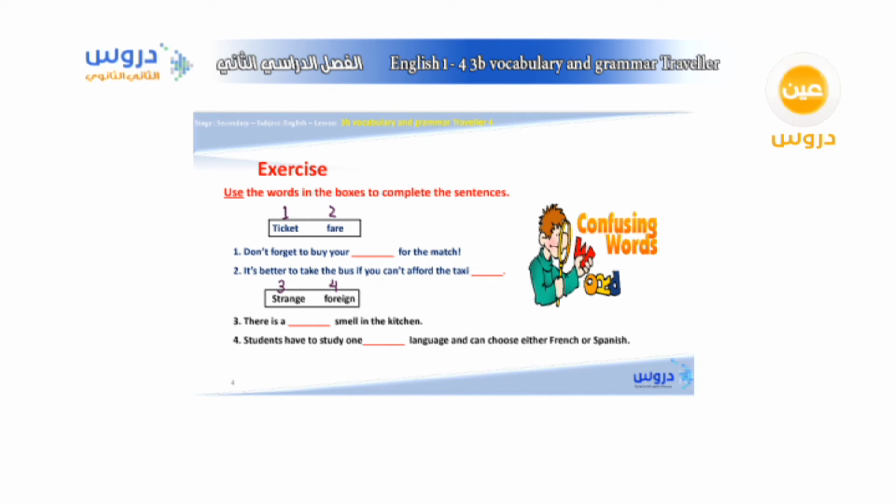So number 1 is ticket. Don't forget to buy your ticket for the match. And number 2, to take the bus if you can't afford the taxi fare. Number 3 is a strange smell in the kitchen. And number 4, students have to study one foreign language and can choose either French or Spanish.